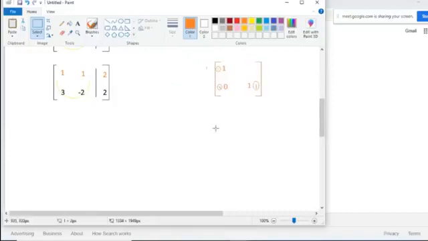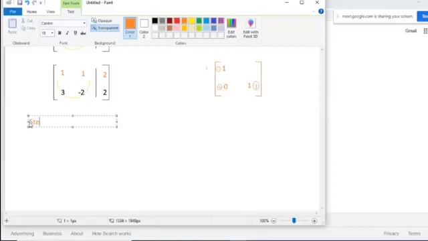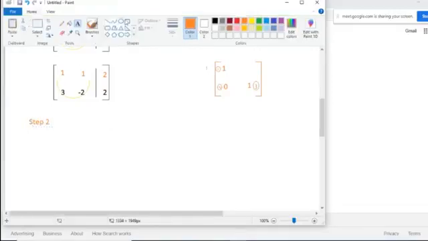Now let's go to step 2. Please help me. What do I want you to do in step 2? I would like to convert this number, exactly this location, to be 0. Good. How to do that?